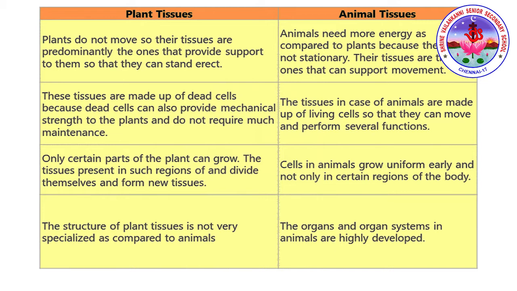The structure of plant tissue is not very specialized as compared to animal, whereas the organ and organ system in animals are highly developed. So this will be the differentiation between plant tissue and animal tissue.